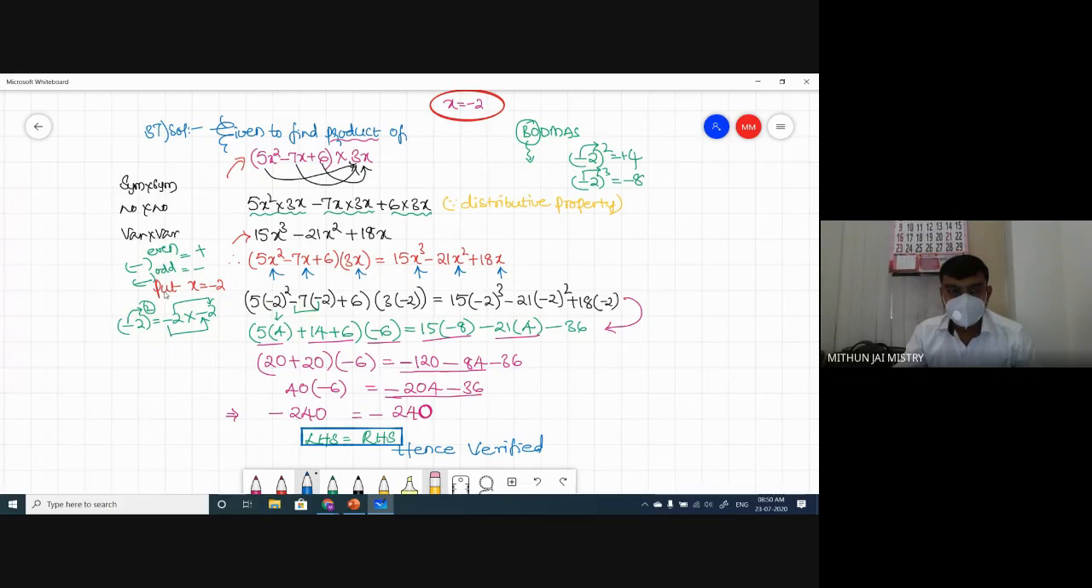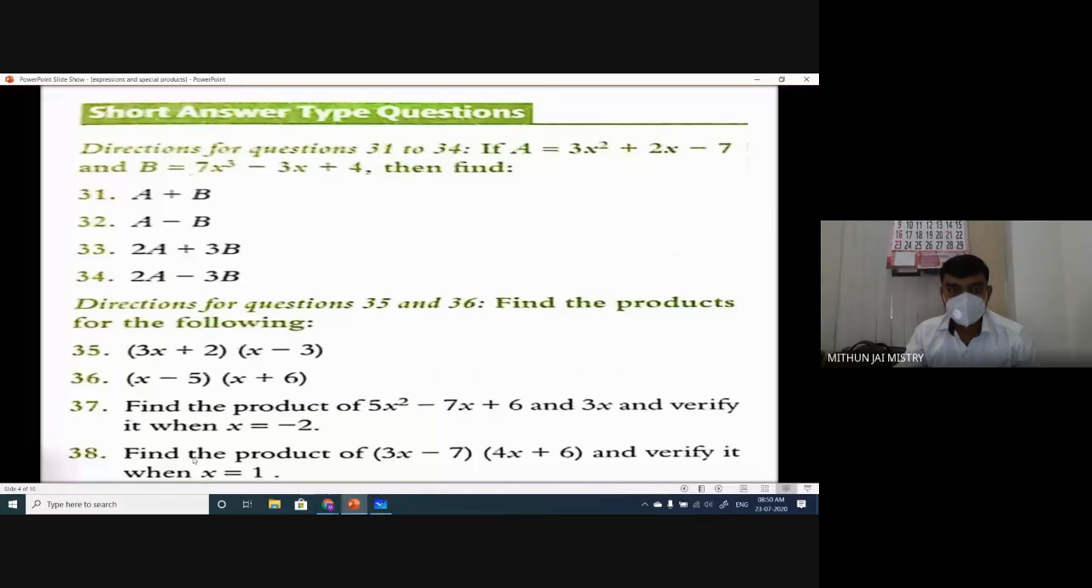And then you substitute x equals 1. What is the question asking? The question is asking when x is equal to 1. I hope you will do this. Now let me move to the good part.